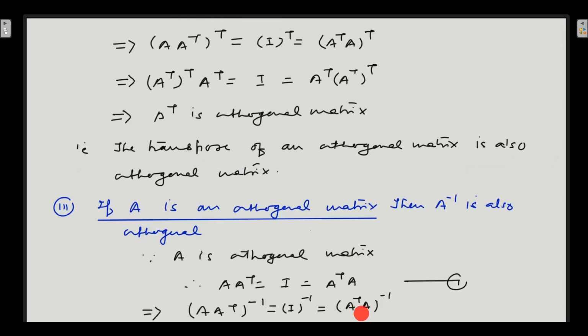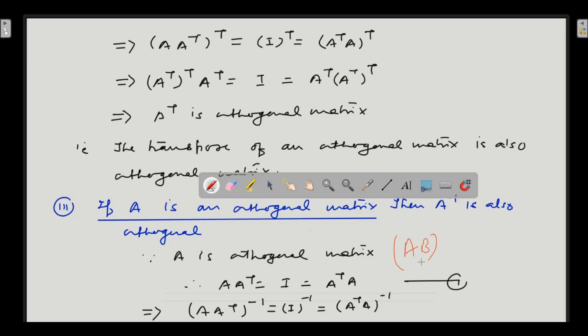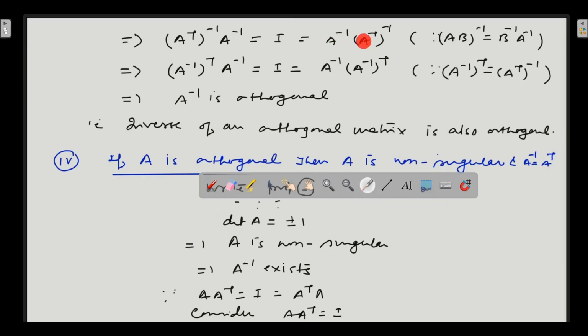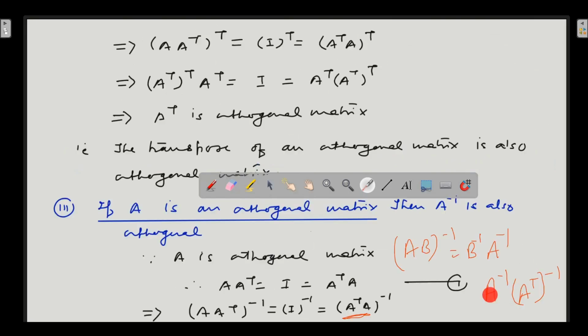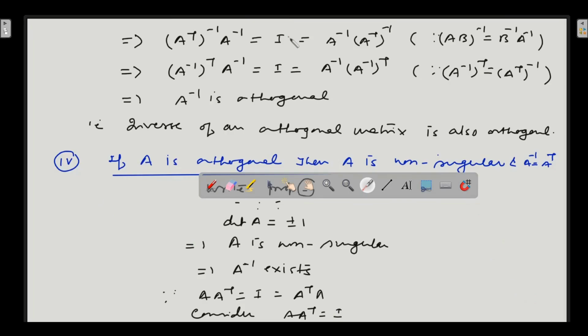I am writing the property once again so that it is clear to you: the inverse of AB is equal to B inverse A inverse. Now apply this property on this particular term. It will come out to be A inverse multiplied by A transpose inverse. So we get A inverse A transpose inverse.